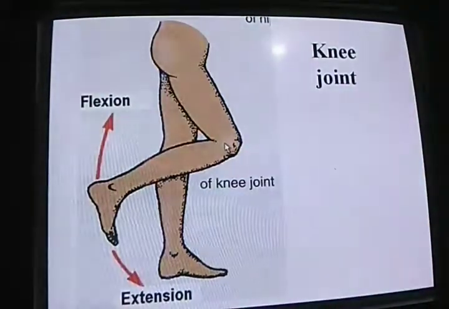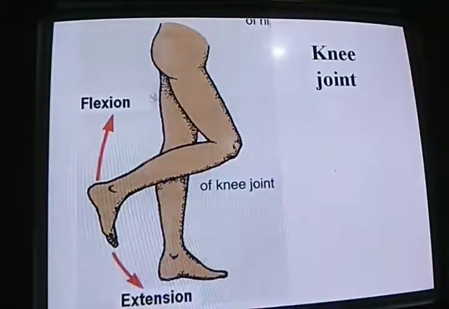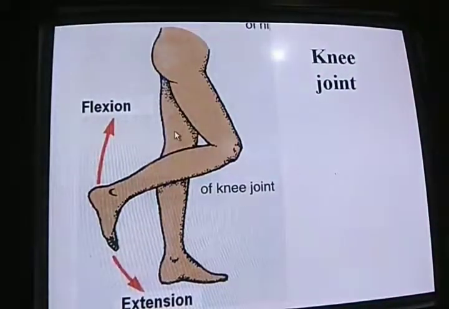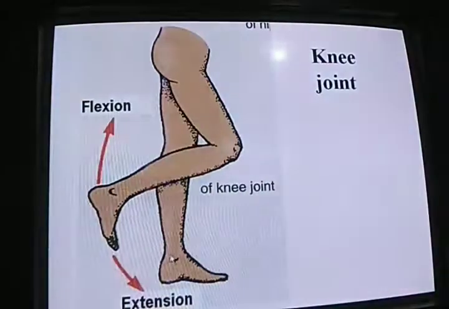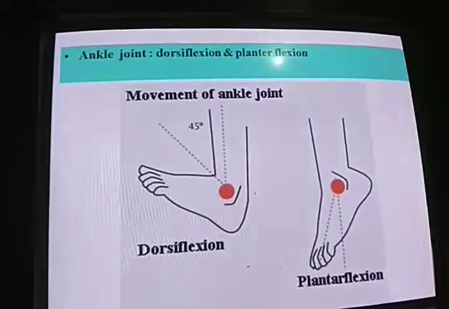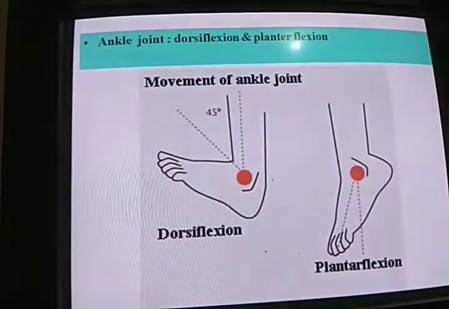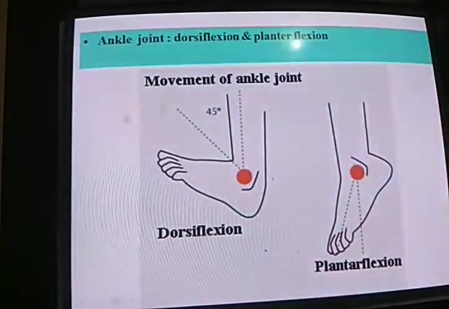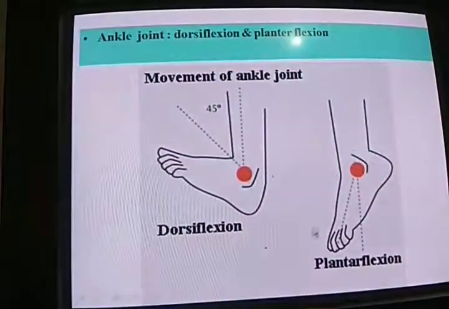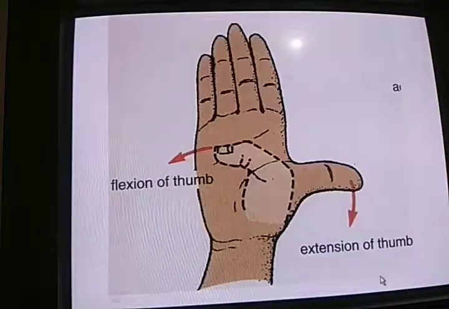This is the knee joint. When the leg is directed upward, moving upward, this is known as flexion. When the leg and thigh are in a straight position, the standing position, this is known as extension. These are the movements of the ankle joint. There are two flexion movements. When the foot is directed upward, this is dorsiflexion. When the foot is directed downward, this is plantarflexion.